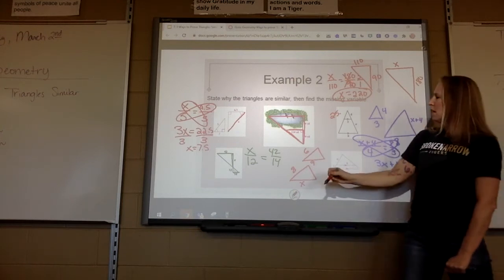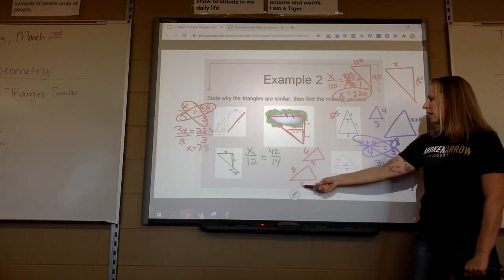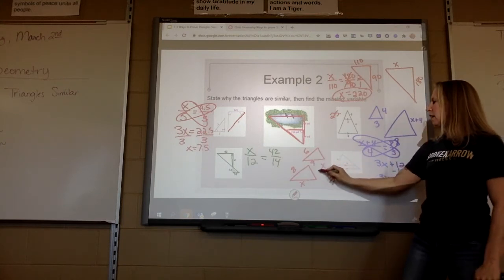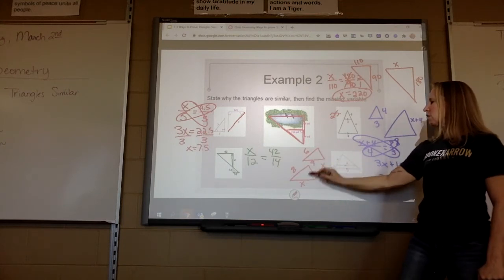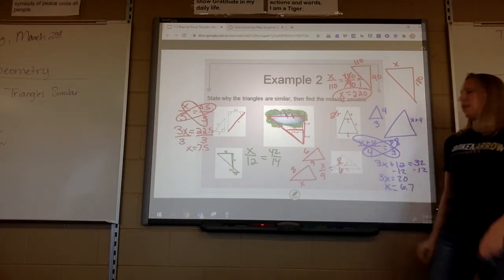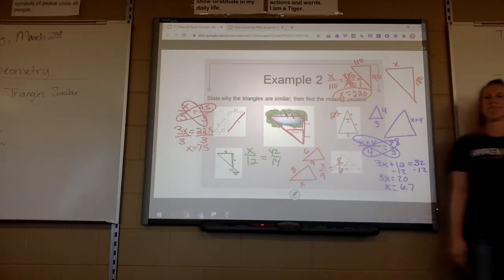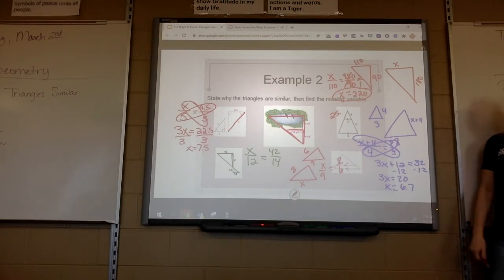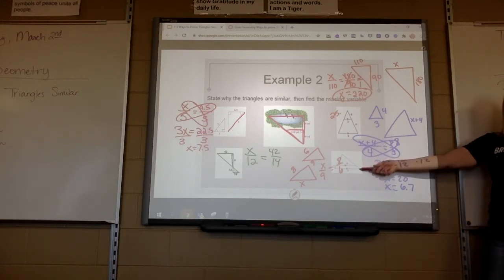Okay. So I could do x corresponds with 9, and then 8 would correspond with 6. And then cross multiply. So this is number 26. Is this on your assignment?